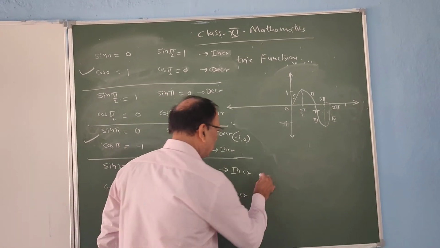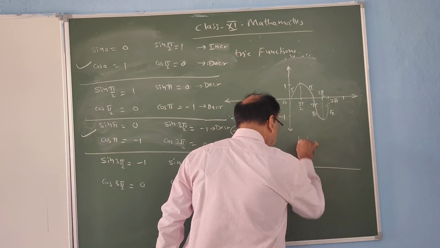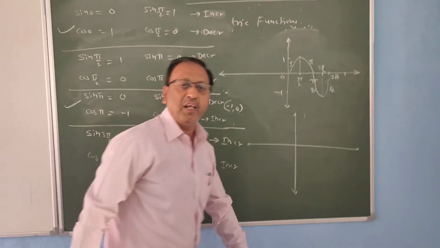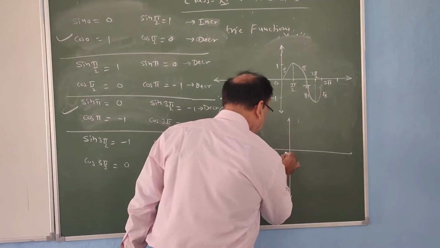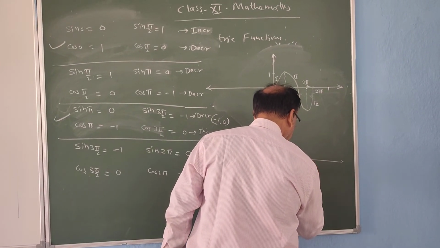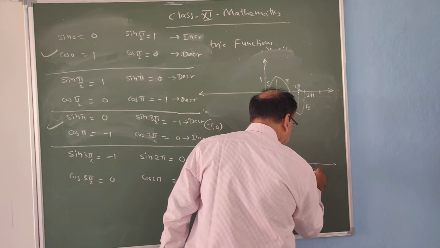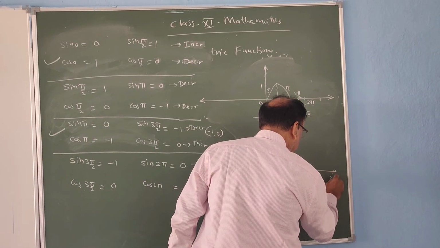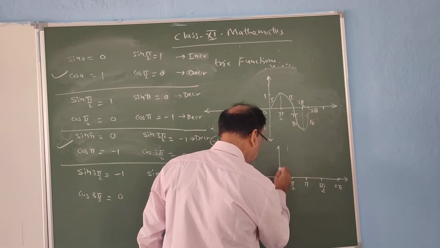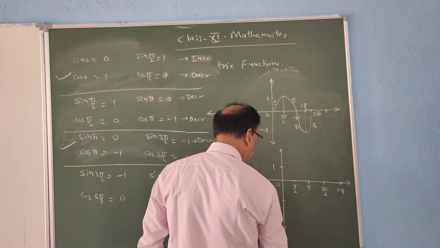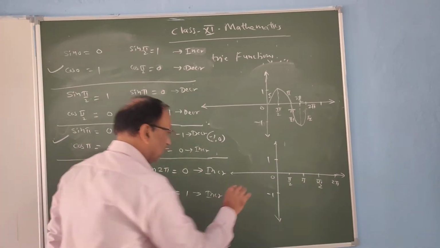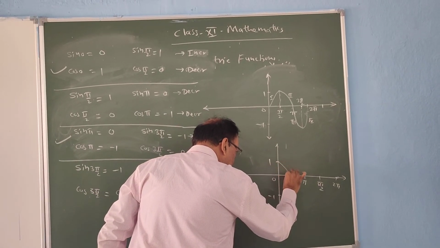So now again, the cos function. What is the beauty of these functions? See, sine and cos functions are very general functions. Okay. 0. Then this is pi by 2. Then this pi. 3 pi by 2. And this is 2 pi. Now see here. This is minus 1. Now see, in first quadrant cos is decreasing, like this way.